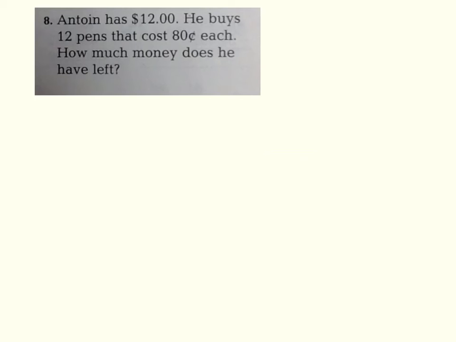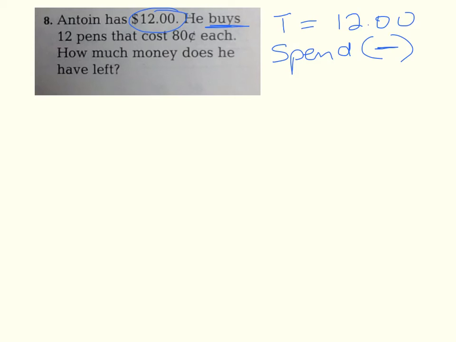Okay, let's move on to some problem solving. Let's look at our worksheet on number 8. We're going to work on that one together. Number 8 says, Anton has $12. That means that he has a total of $12. He buys, which means he's going to spend some money, which means we're going to be subtracting that money. He buys 12 pens that cost 80 cents each. So we have 12 of them, and each of them are going to be times 80. So what does that look like? What are we spending? We're spending 12 times 80 cents.